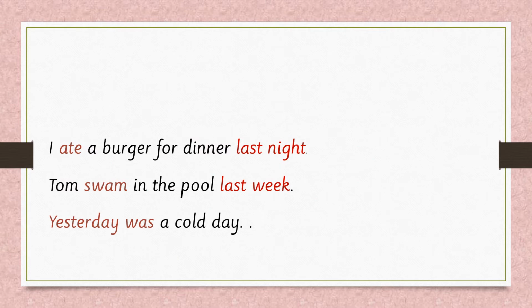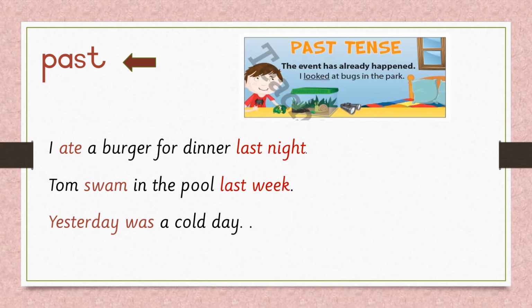Okay, so let's just recap what we did yesterday. Past tense, what has already happened. And there are 3 sentences that are all in the past. Let's read them together. Ready? I ate a burger for dinner last night. And look at the words there in red. Ate, that tells you that it's already been eaten, it's done, it's happened already. And last night tells you it was in the past. So those are key words to tell you what happened in the past.